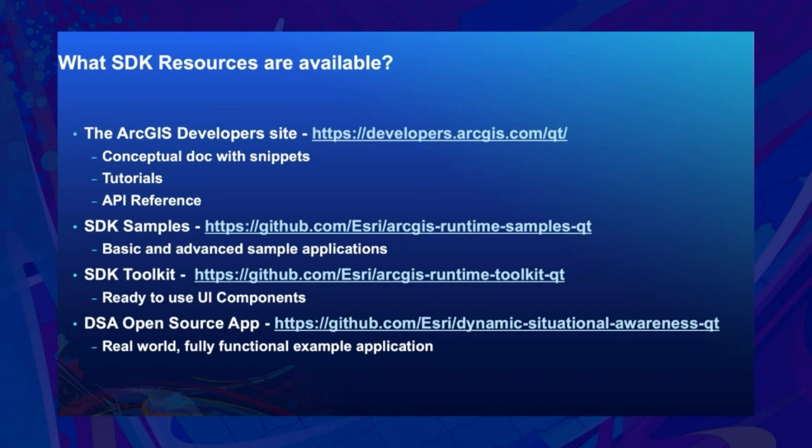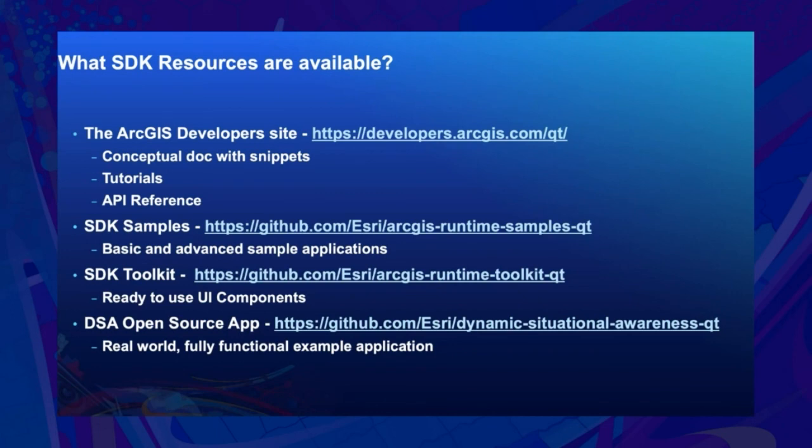All of these are available to clone, and we also have a viewer application that pulls all of these samples together into one. This viewer application is downloadable via ArcGIS Online. I think at this point we have somewhere around 200 samples for each of QML and C++, so we have a lot of different workflows covered through the samples.